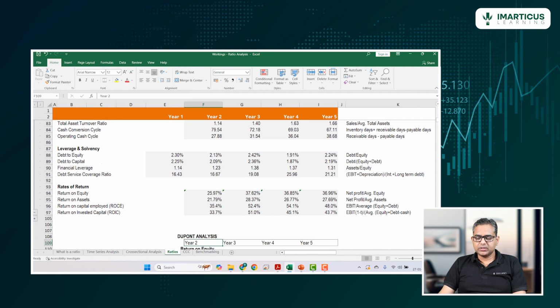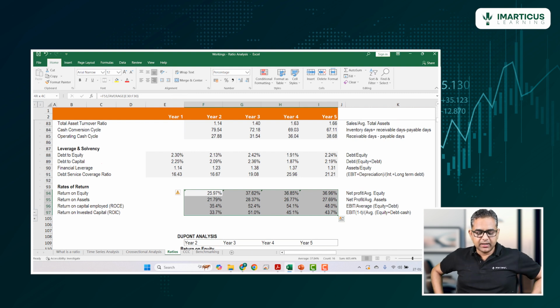Okay, so these are the return ratios. They are telling us the company's effectiveness in terms of generating returns using its average shareholders' equity funds, average assets, average capital employed, average invested capital. More or less these ratios are going up, so that means the company is more effectively using its assets, equity, capital employed and invested capital to generate more and more returns. So that's a good sign.